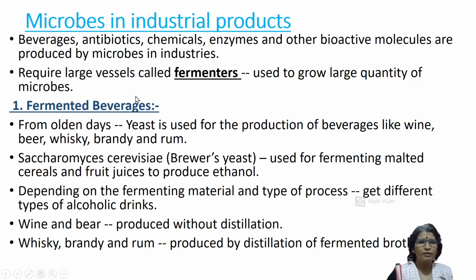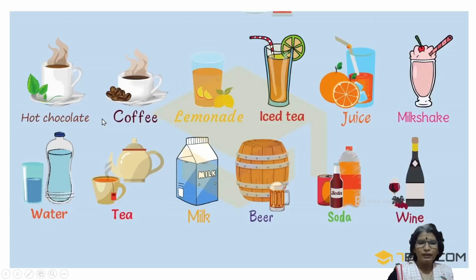One by one we can see. First one is fermented beverages. What is the meaning of beverage? Any beverage is generally used as a drink. Here there are two types of beverages, non-alcoholic beverages and alcoholic beverages. Non-alcoholic beverage examples are hot chocolate, coffee, lemonade, iced tea, juice, milkshake, water, tea, milk. And alcoholic beverages come under beer, soda and wine.